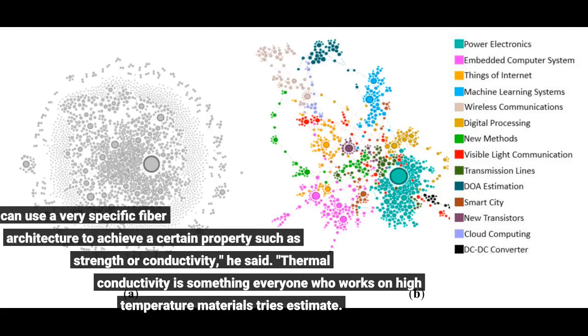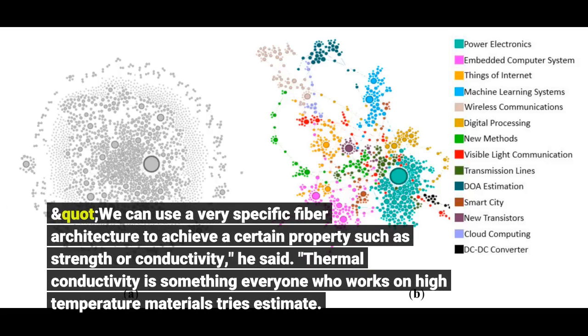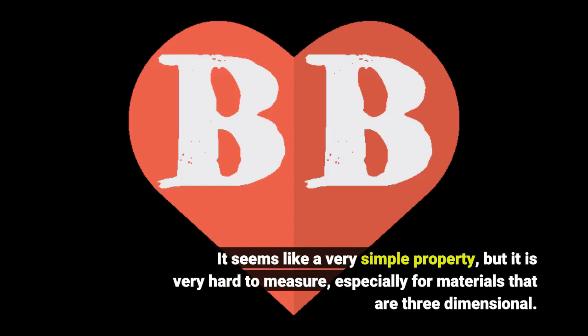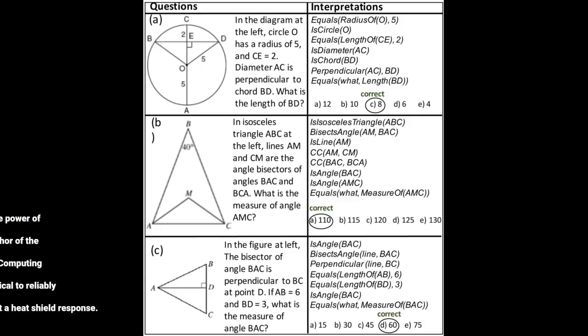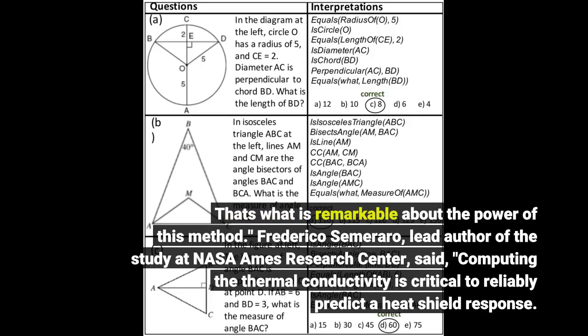"We can use a very specific fiber architecture to achieve a certain property such as strength or conductivity," he said. "Thermal conductivity is something everyone who works on high-temperature materials tries to estimate. It seems like a very simple property, but it is very hard to measure, especially for materials that are 3-dimensional. That's what is remarkable about the power of this method."